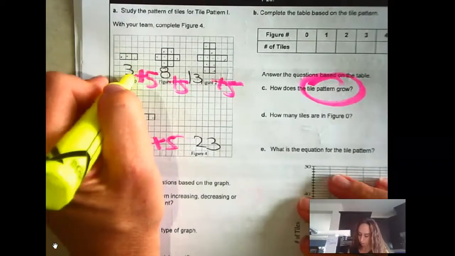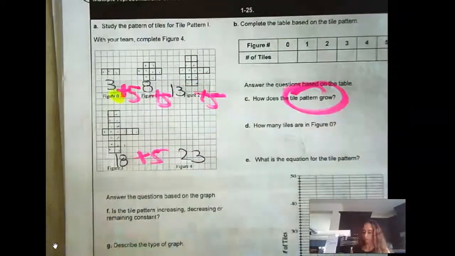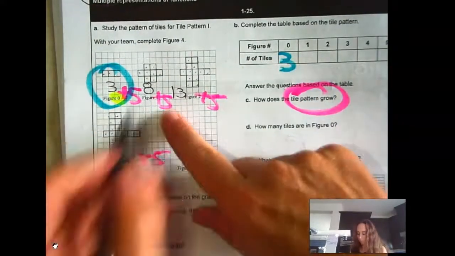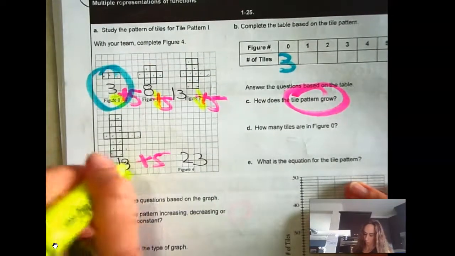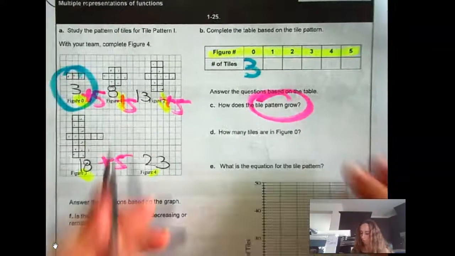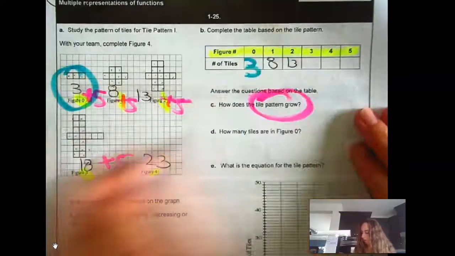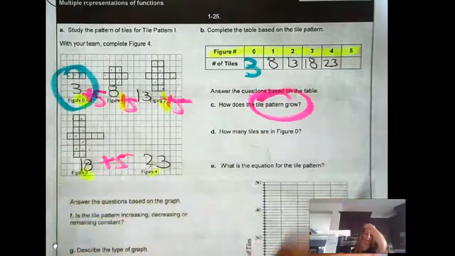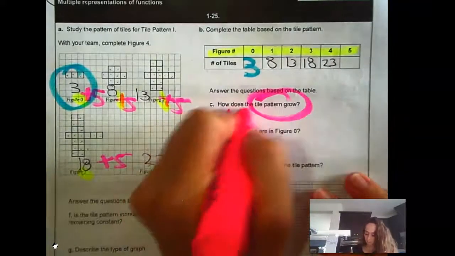Now, let's look over here. So I see figure 0, so that means figure 0 is here. Okay. So they already did that for me. Boom, 3. Figure 1, 2, 3, 4. All of those are your figures. Okay. So figure 1 is 8. Figure 2 is 13. Figure 3 is 18. Figure 4 is 23. Well, how am I going to figure out figure 5? Use the pattern.